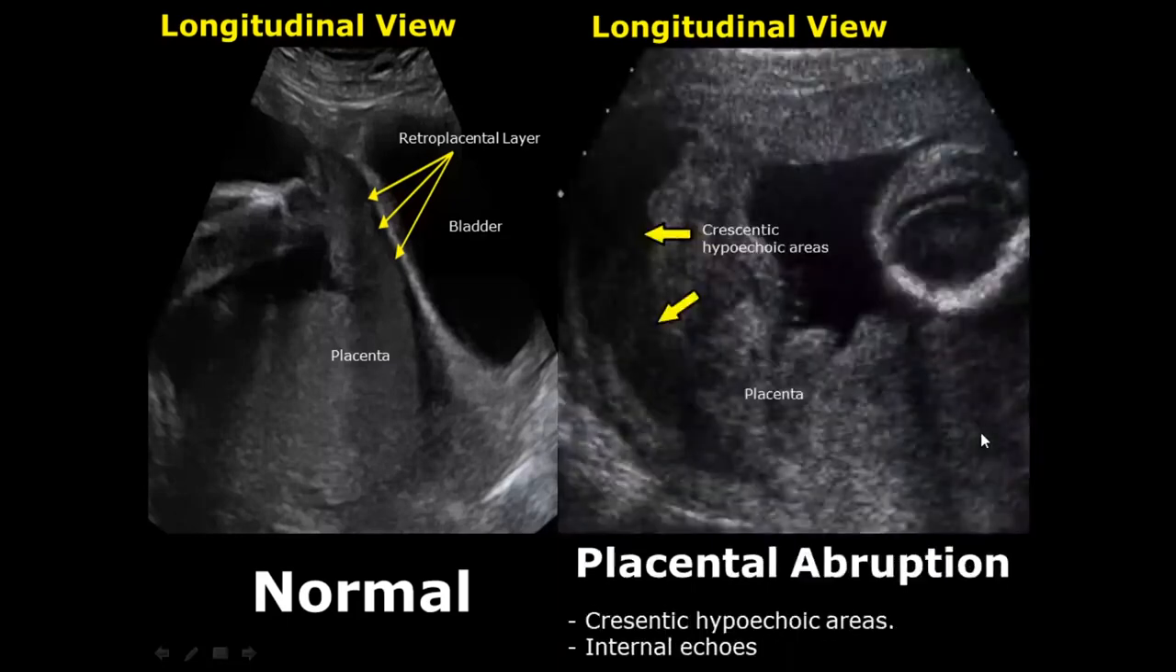Placental abruption is the premature separation of the placenta from the uterine wall. It is very difficult to diagnose it on ultrasound as it can be confused with other conditions such as retroplacental hematomas, but it has a few features. One of them is a crescentic hypoechoic area behind the placenta with internal echoes.